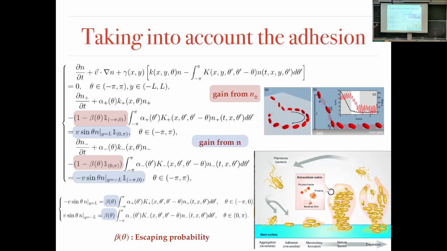But when we derived the previous Fokker-Planck equation, we just thought that when the cells go to the boundary, as long as their movement direction goes outward, they would leave. But actually, there should be an escaping probability. Even if their movement direction goes outward, it does not mean that they can really go away. So after we take this into account, we add this kind of effect into our model.